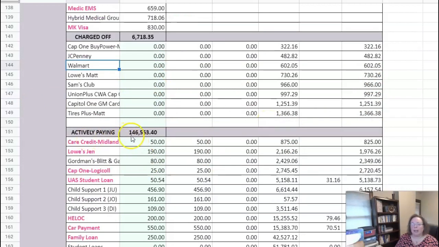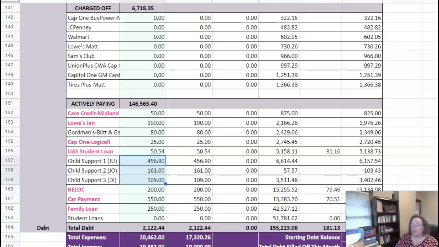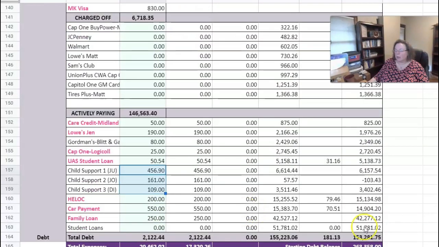The next section is our actively paying section, and you can see here the balance there is $146,563. When we look at this, we're planning on $50 to Care Credit, $190 to a Lowe's card, $80 to a Gordmans card, and $25 to a Capital One card. Those are the last of our credit cards right there. We have a private student loan of $50, and then we have child support that Matt pays out of his check. Let me move myself so you can see that better over here. This is what he pays out of each month, totaling out of his 2 checks. And then we have $200 to our HELOC, $550 to the car payment, and $250 to the family loan. That brings our total to $2,122 that we're going to pay towards debt in May.